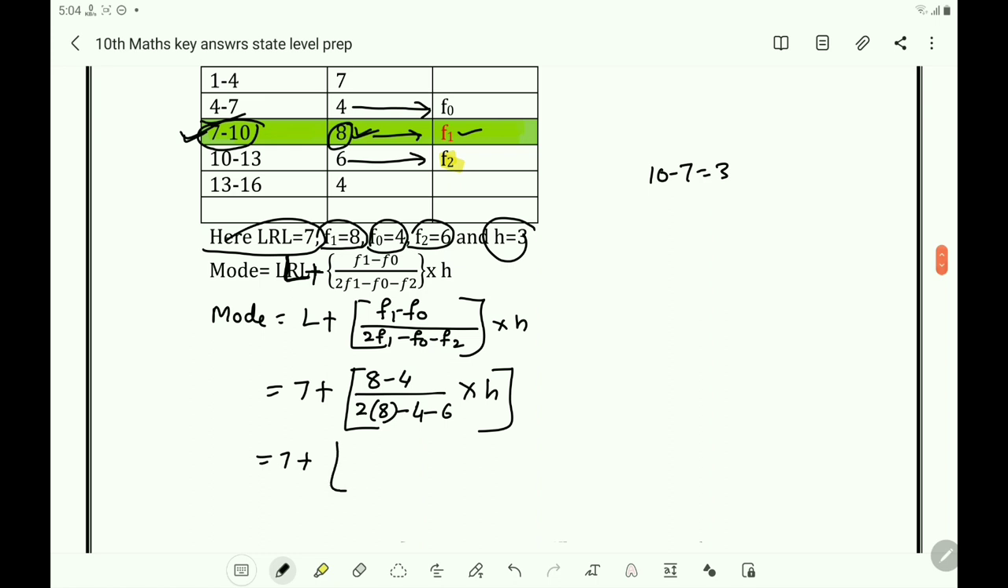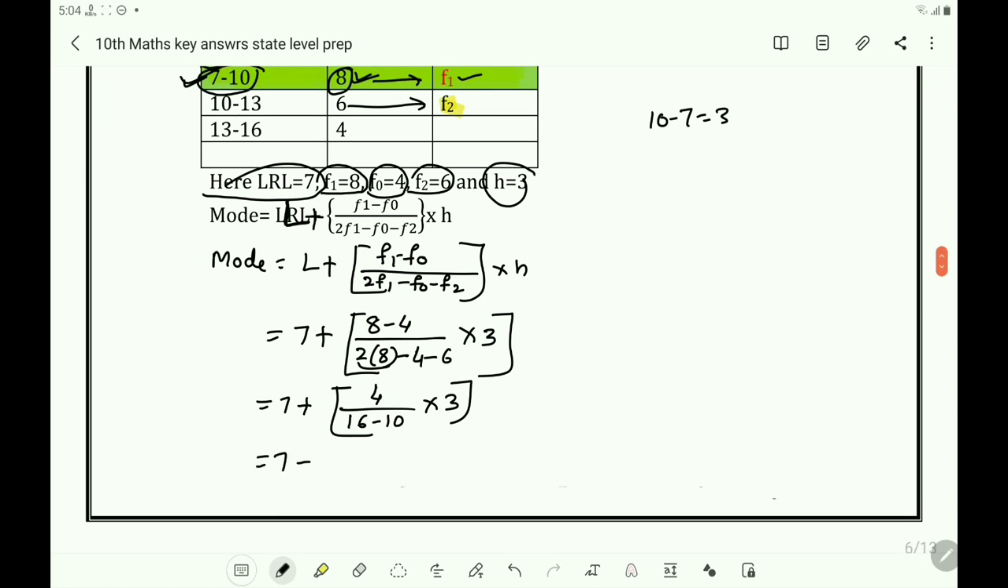That equals 7 plus 8 minus 4 is 4. Here you write h is 3. Then 4 by 8 minus 2, 8 is 16, minus 10, into 3, that equals 7 plus 4 by 6, 16 minus 10 is 6, into 3. 3 ones are 3, 3 twos are 6, so you will get 7 plus 2. 7 you write as 7 only, here 2, 9. Therefore you can write mode equals 9. Mode is 9.